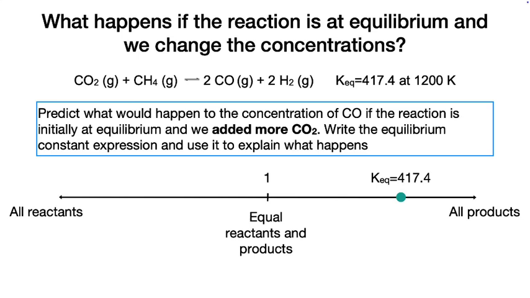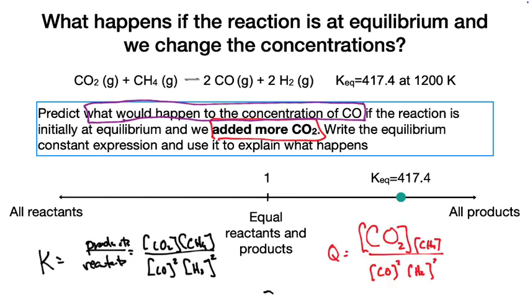So what happens if the reaction is at equilibrium and we change the concentrations? Okay, so what happens to the concentration of carbon monoxide if the reaction is initially at equilibrium and we add more carbon dioxide? Write the equilibrium constant expression and use it to explain what happens. Again, a blue box. Let's try this time with a few more words from your mouths at your tables. So what happens?